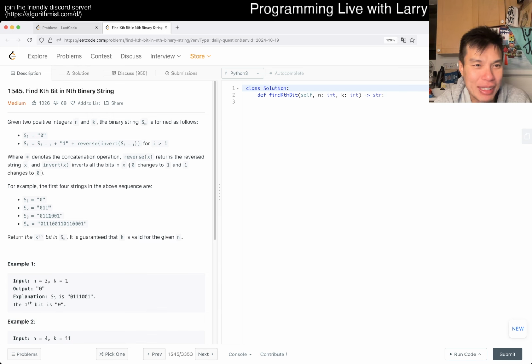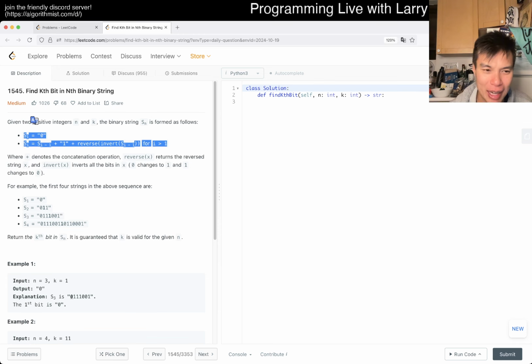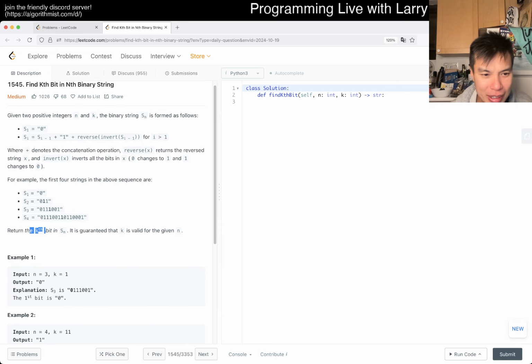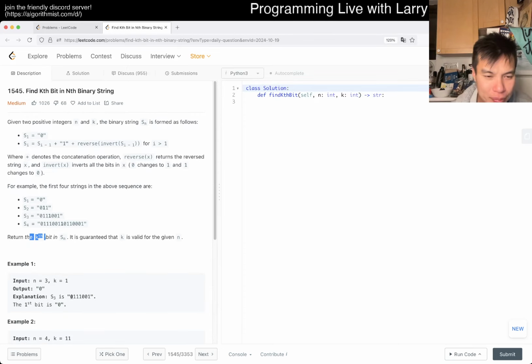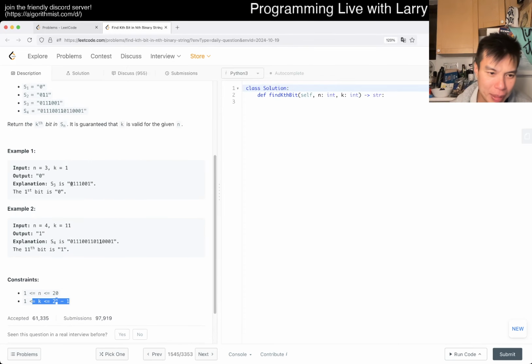1545. Find Kth Bit in Nth Binary String. Given two positive integers n and k, the binary string forms as follows. You have 0, and then you have... Okay. Usually I would like to look at some examples for intuition, and it's kind of confusing, but okay. So you have 0, and you're trying to find the k-th bit in it, right? And k could be really big.